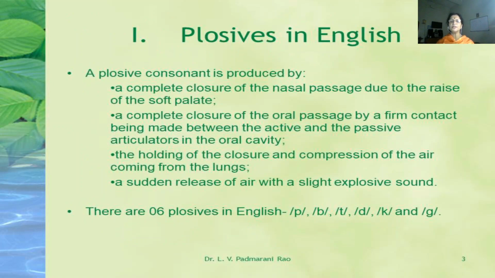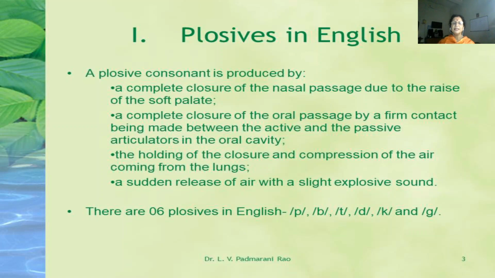A plosive consonant is produced by a complete closure of the nasal cavity due to the raising of the soft palate. So the air coming out from the lungs has to pass through the mouth only. But within the oral cavity also, we find a complete closure of the oral passage by a firm contact being made between the active and the passive articulators. So the air is blocked from passing through the nose, and the air is also blocked from passing through the mouth.